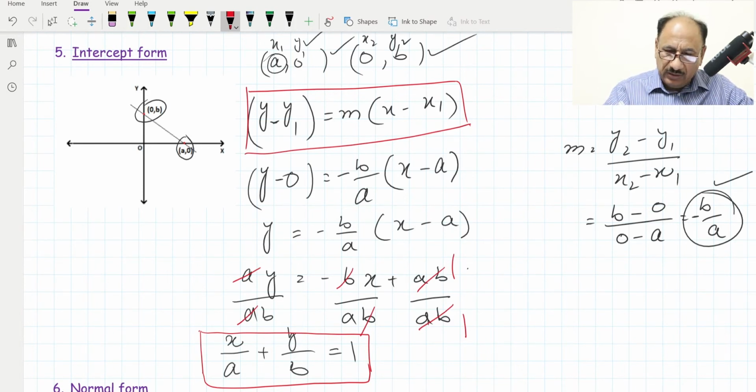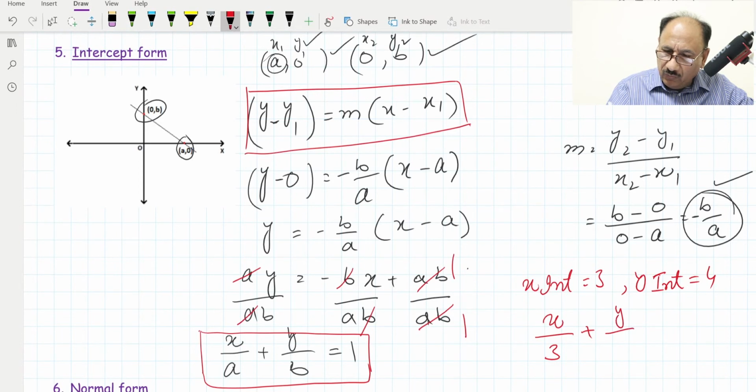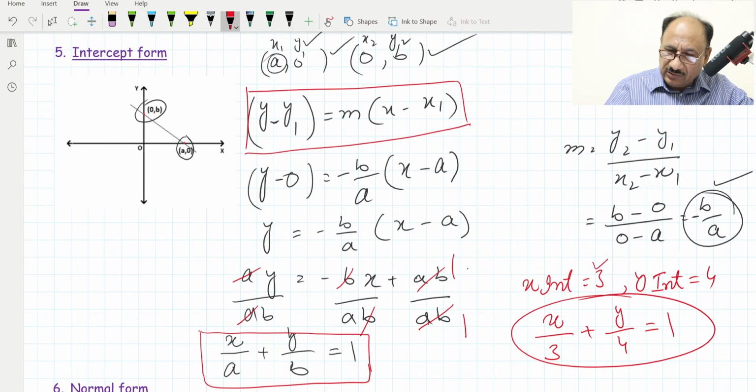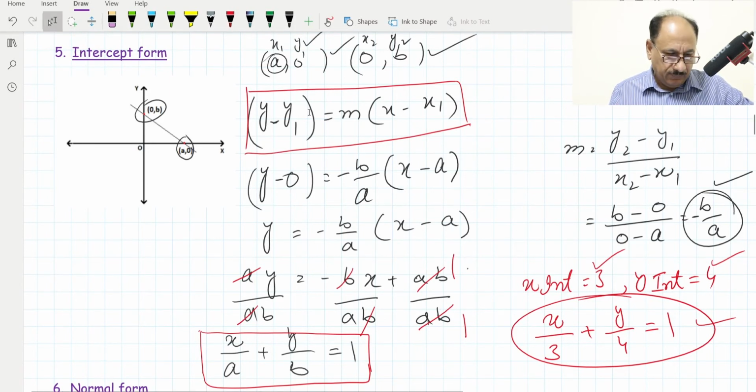Now for example, if we have x-intercept as 3 and y-intercept as 4, we can write the equation of the line like x over 3 plus y over 4 is equal to 1. So this will be our answer. In case we have x-intercept 3 and y-intercept 3, we can directly use this formula. So this is the equation of a line when we are provided with both the x and y intercepts.